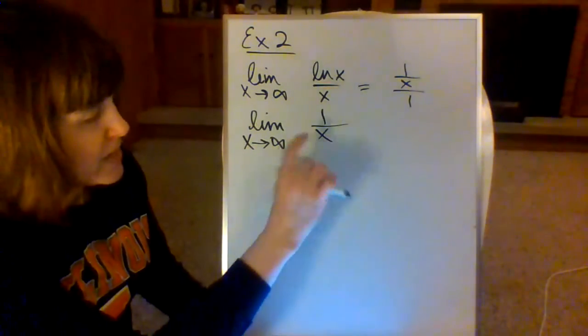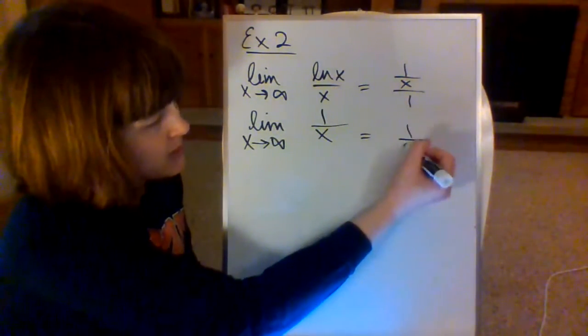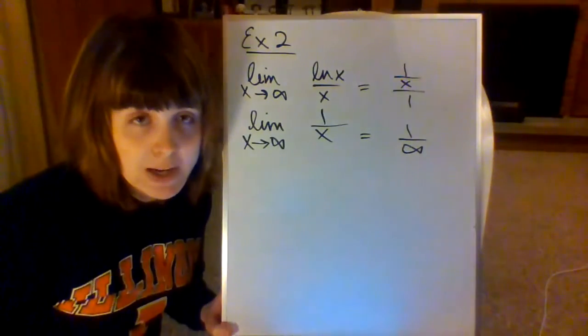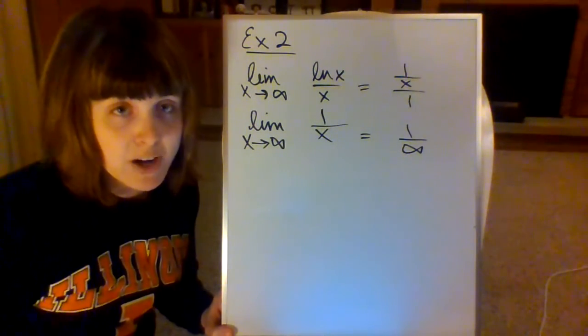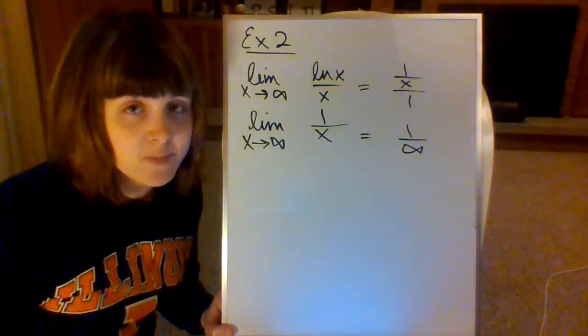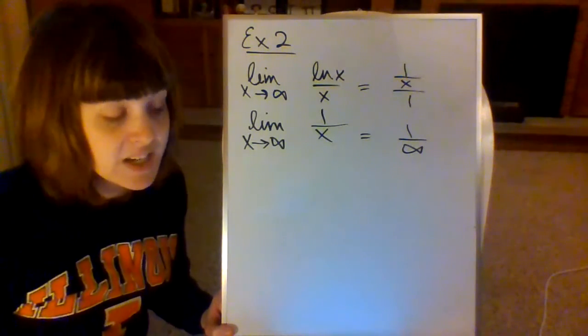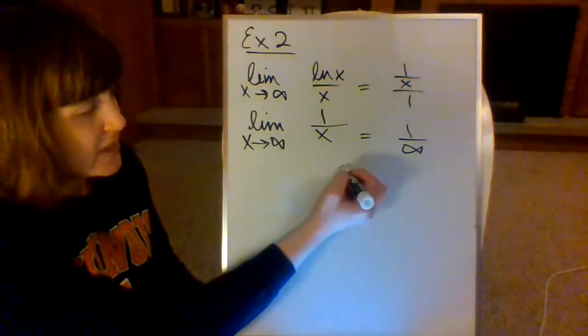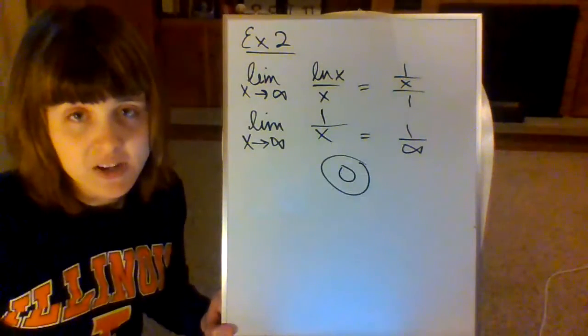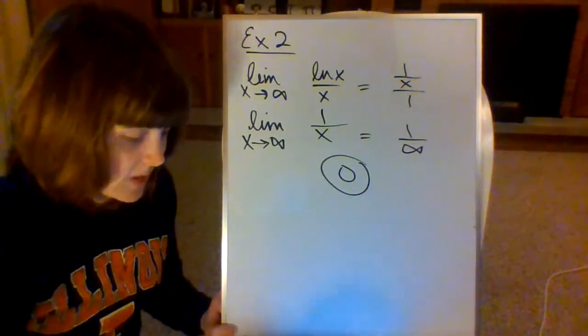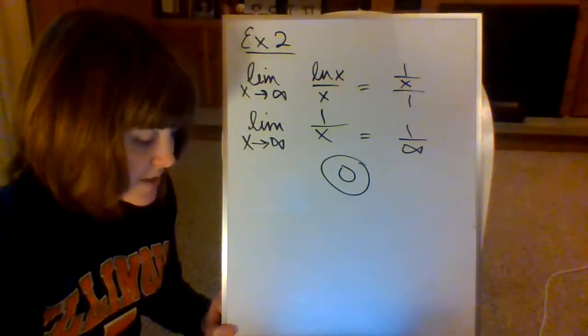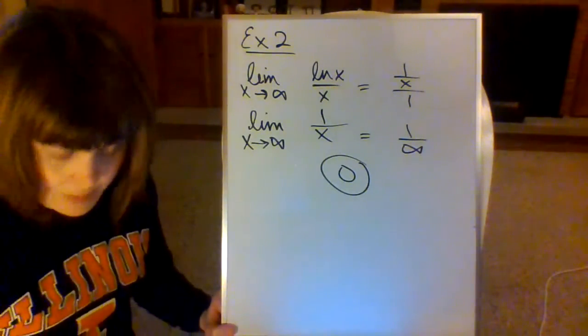Okay, so now we're finding the limit as x approaches infinity of 1 over x divided by 1. And anything divided by 1 just equals itself, so we're really finding the limit of 1 over x. So if we plug infinity in there, do you remember what happens when infinity is on the bottom of a fraction? Well, that means the whole thing is going to equal 0, so that means that the limit is 0. Okay? So that's example 2.